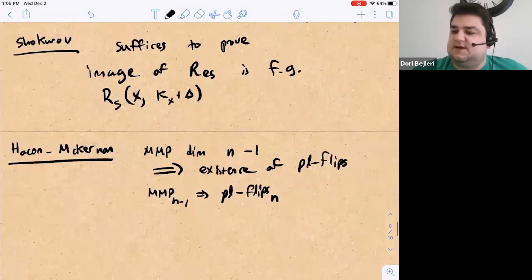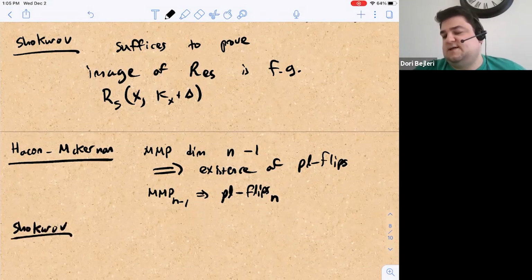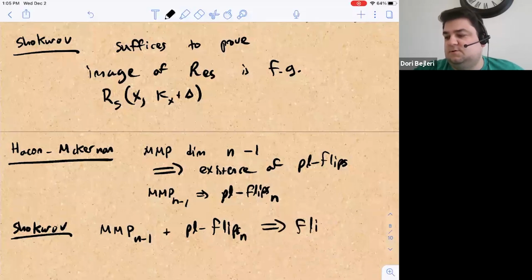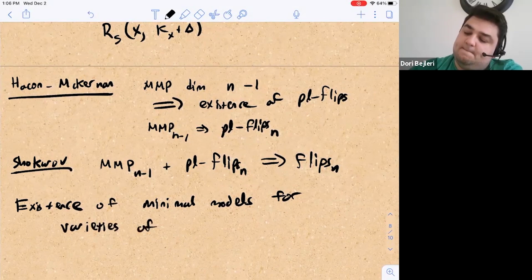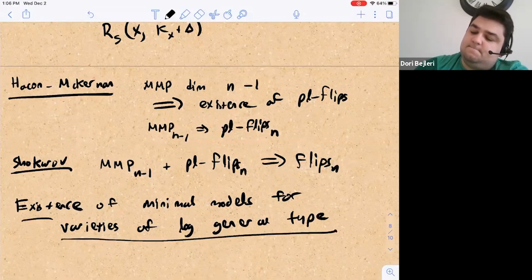And then the reason that Shokarov introduced these PL flips was that he actually showed that essentially all you need are PL flips to get all flips. So he showed that MMP in dimension n-1 plus PL flips in dimension n implies all flips. Or colloquially referred to as BCHM, which are the 4 authors.